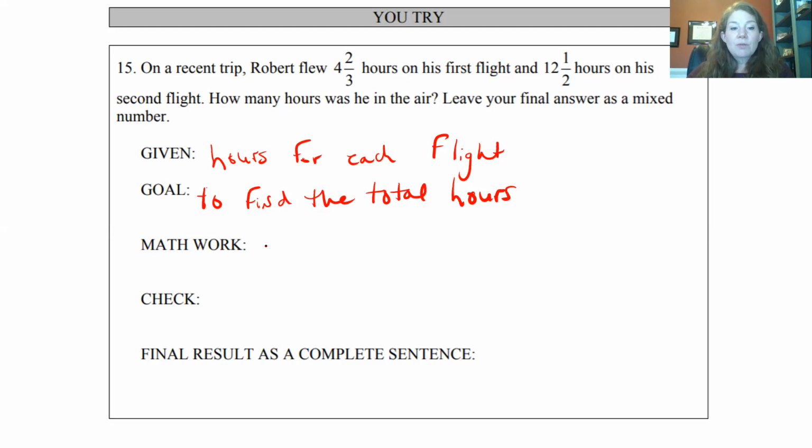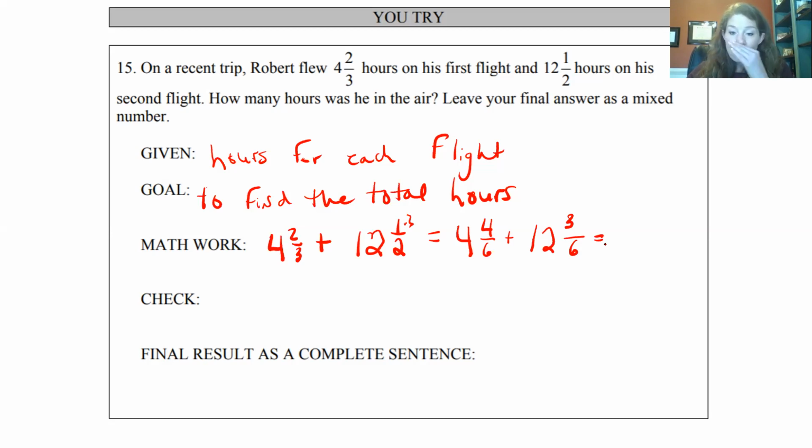So what's our math work? Well, we're going to add our first set of hours plus our second set of hours. So then, since we're adding, we can leave these as mixed numbers. Let's go ahead and do that. So 3 and 2, our least common multiple is 6. So we're going to have 4 and something over 6 plus 12 and something over 6. So we get from 3 to 6 by multiplying by 2. So 2 times 2 is 4. We get from 2 to 6 by multiplying by 3. So 3 times 1 is 3.